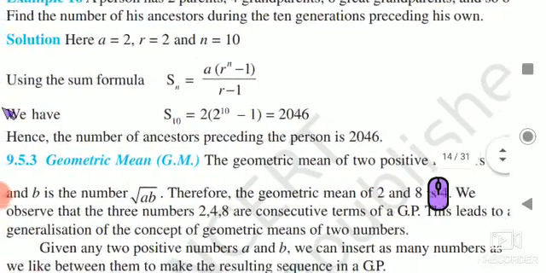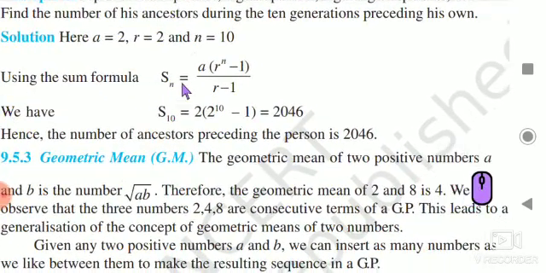Here we can write this, using the sum formula, Sn is equal to A into R to the power n minus 1 divided by R minus 1. Since the ratio is greater than 1, we have the sum to n terms formula A into R raised to n minus 1 divided by R minus 1. Replacing that gives Sn is equal to A is 2, 2 to the power 10 minus 1 divided by, again, 2 minus 1. Therefore by further simplification, it is nothing but 2046. Hence the number of ancestors preceding the person is 2046.